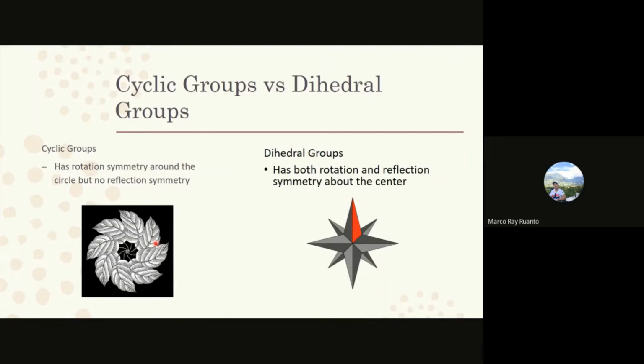So cyclic, only rotation is involved, no reflection. But in dihedral, there is both rotation and reflection. If we try to see this figure here, there is an axis of symmetry here, also here and that one. So there is reflection involved in dihedral.